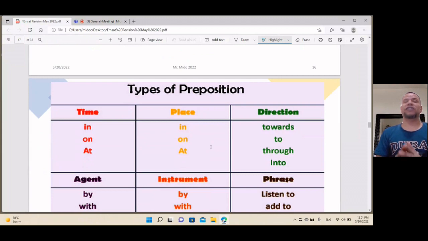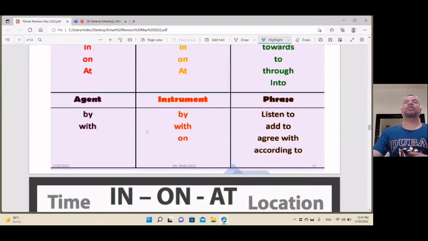Number 4 in the grammar section: you have to know prepositions, but you have to know the types of prepositions, not just in, at, on. There are a lot. Types of prepositions: preposition of time, preposition of place, like in, on, at, and prepositions of direction: towards, under, to, next to, through, into, behind. So these are prepositions for directions.